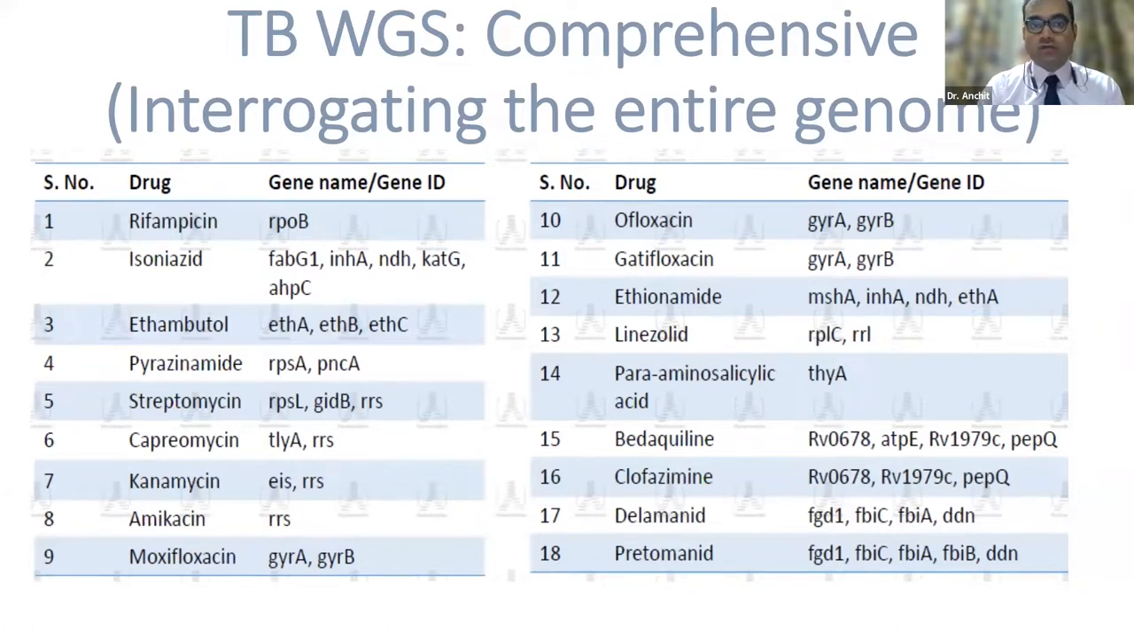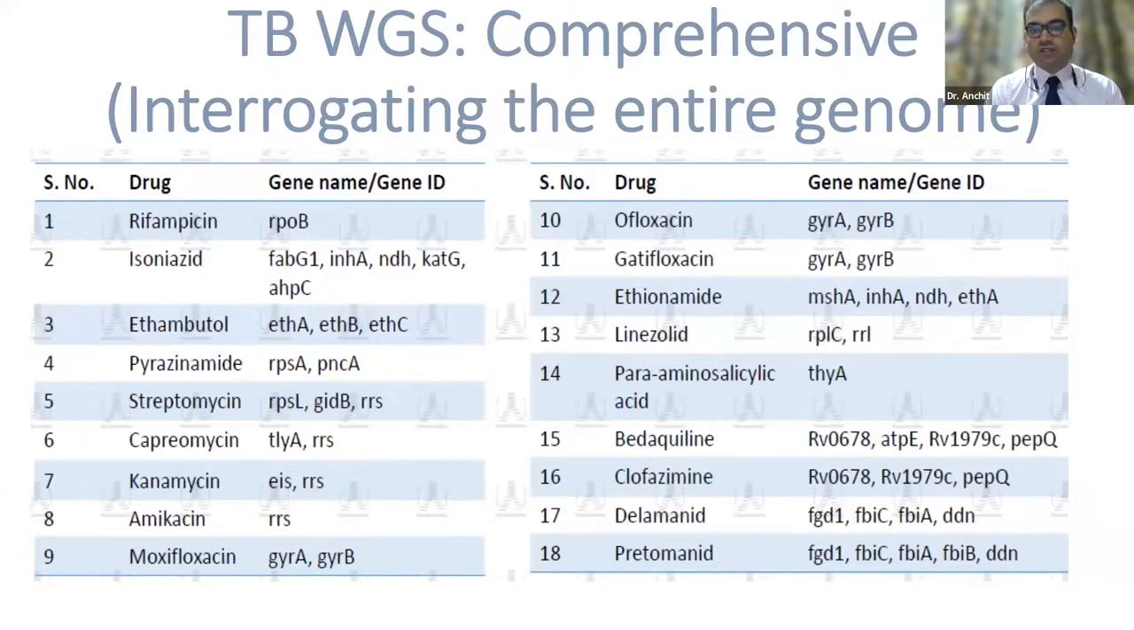We have something known as whole genome sequencing, which gives us a complete idea of the genomic picture of the TB bacillus we are facing. I'm showing you the 18 drugs which can be tested by whole genome sequencing. What we do is we look for the various genes which are showing mutations. And as you know, the anti-tubercular drugs are divided into first line and second line, which is how it was traditionally divided.